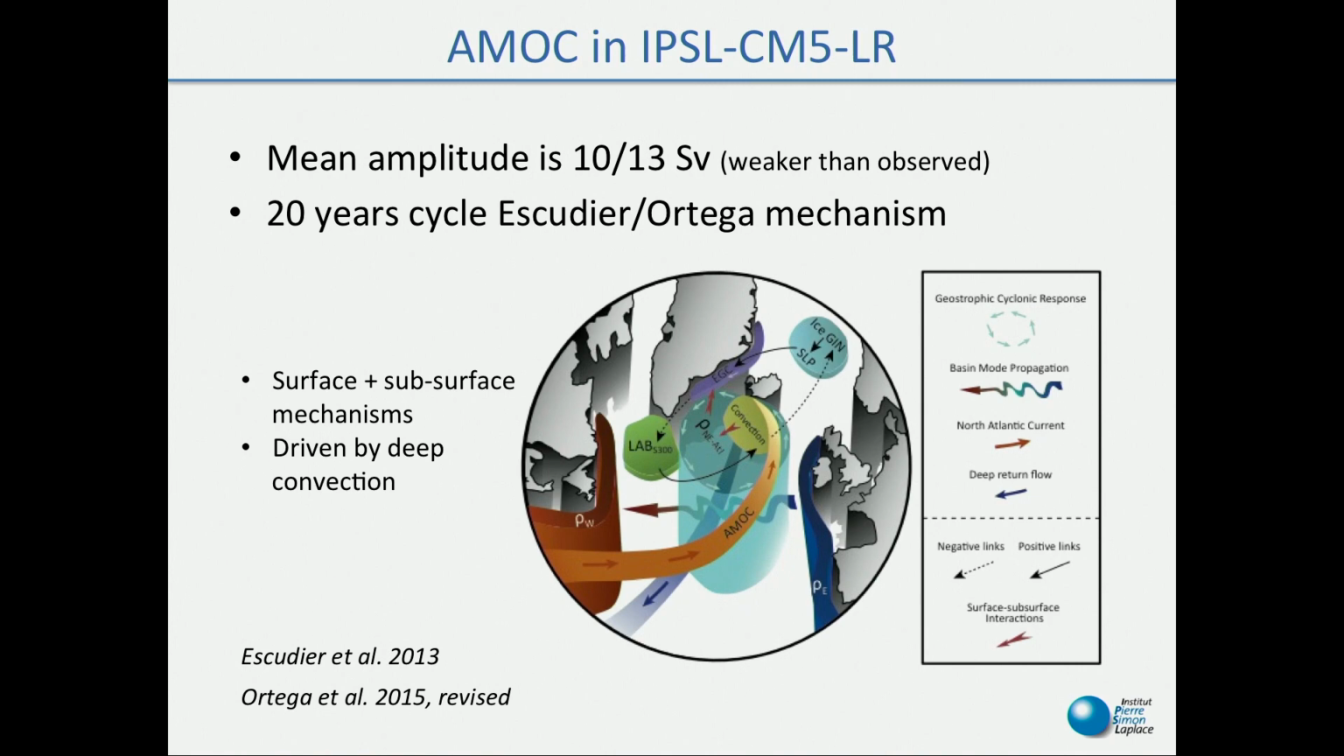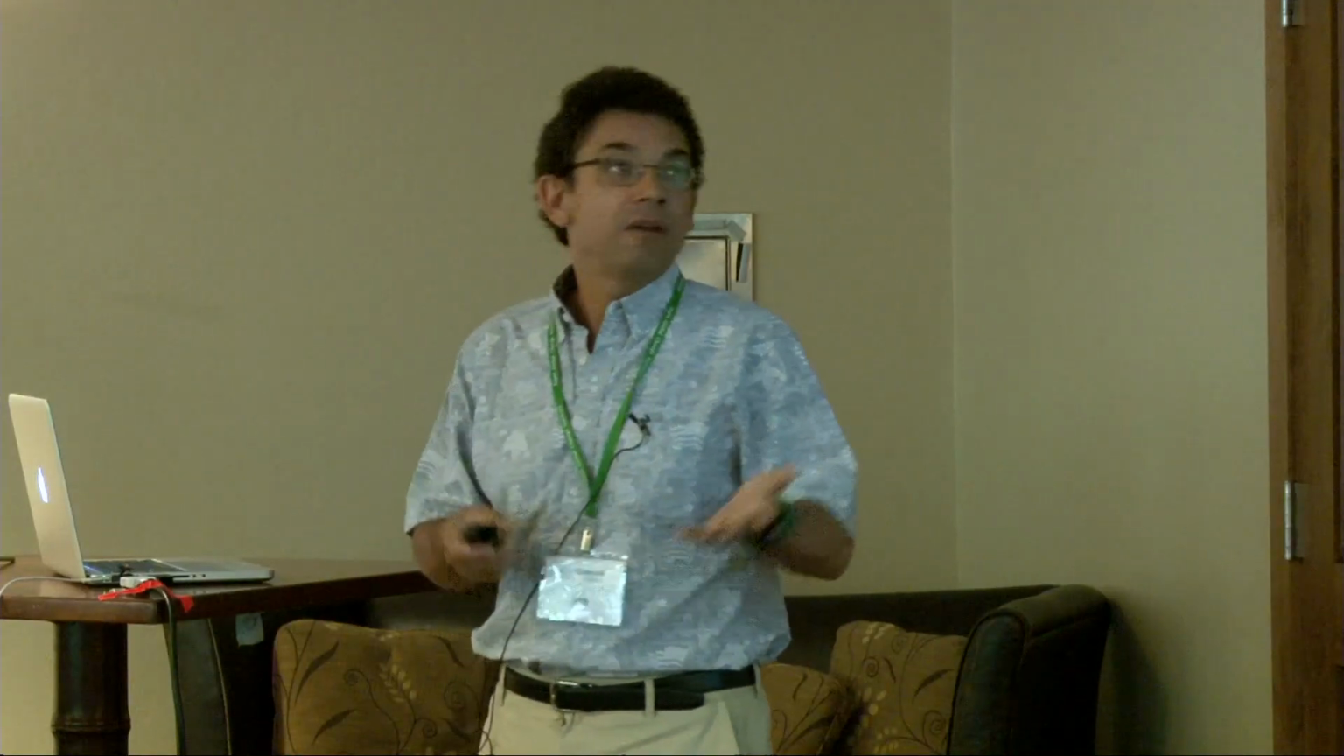So by weaker than observed, that's compared to the RAPID array? Yes, and typically you have 15, 18 sverdrup AMOC. But, okay, it might be in the past it was weaker, or in the future it might be weaker, but it's not 5 sverdrup or 30.